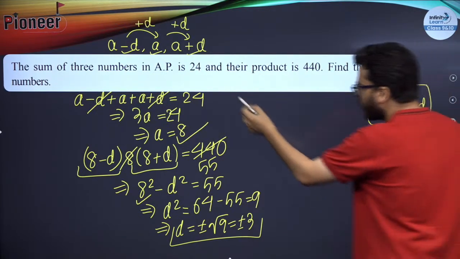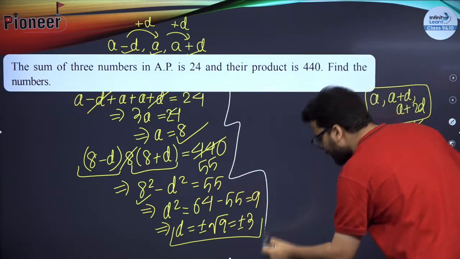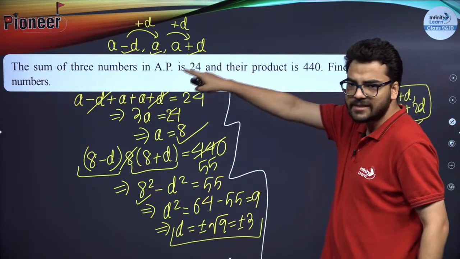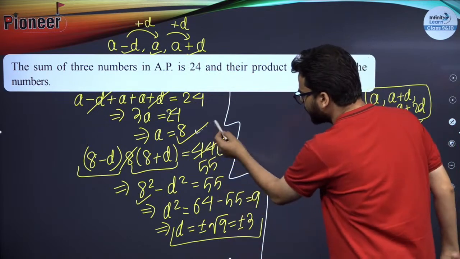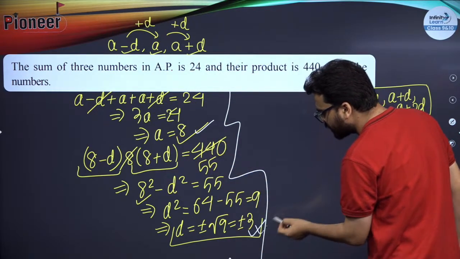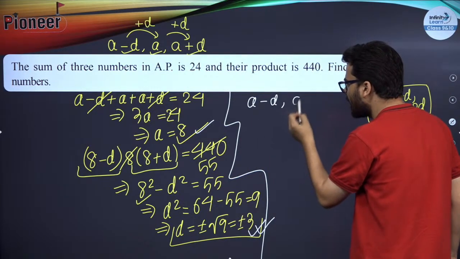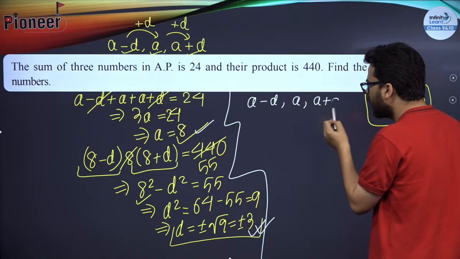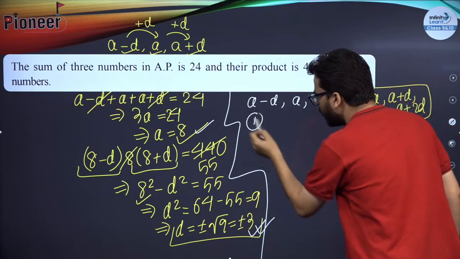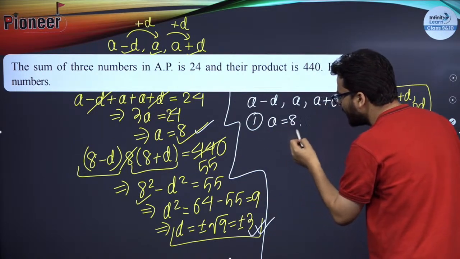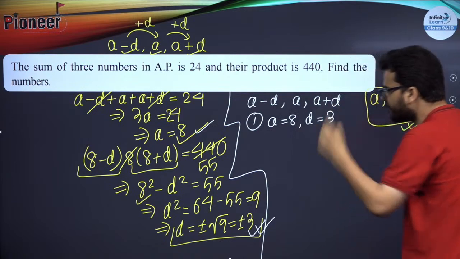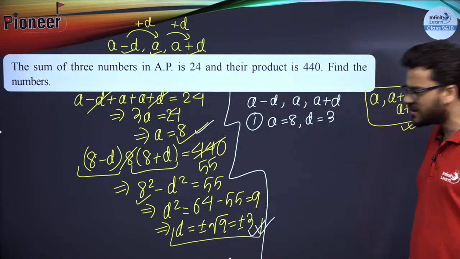So the AP will be what, guys? It's pretty simple. So it is a minus d, a, a plus d. a is 8 only, that is fixed, but d can be plus minus 3. So the AP is nothing but a minus d, a, a plus d, correct? So 2 cases are there. If you put a is equal to 8 and d is equal to 3, this is the first case.